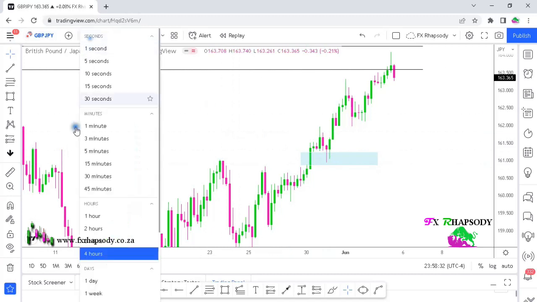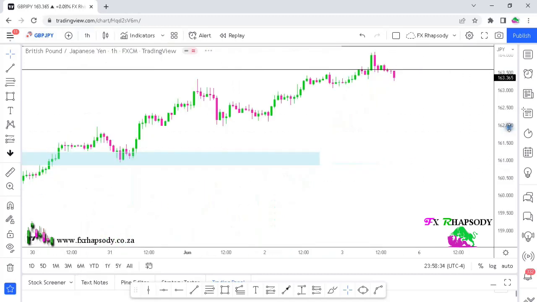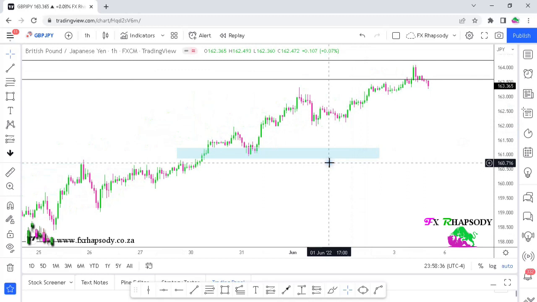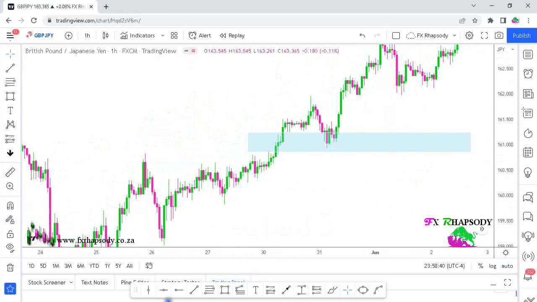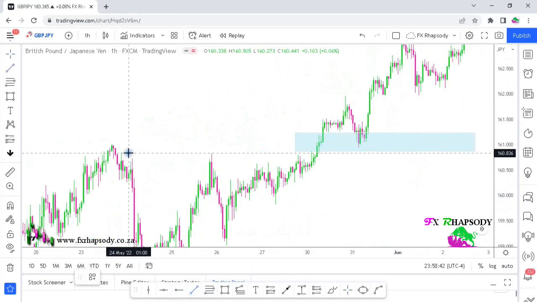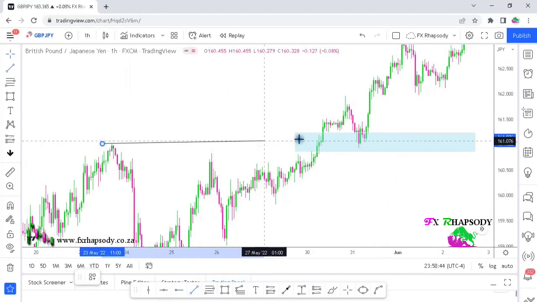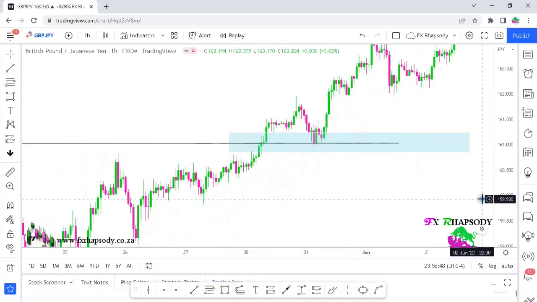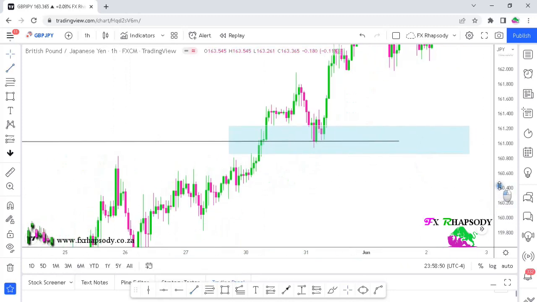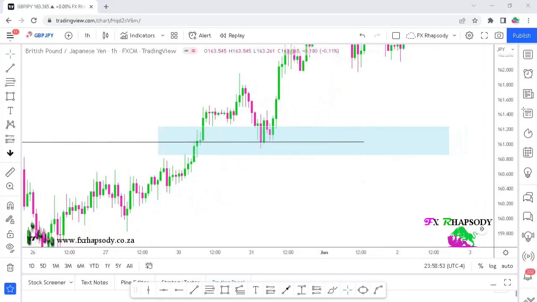Now if you had to drill down to your hourly time frame, okay, you don't see that so nicely. So we were looking at this, let's make it this area. Okay, so this is the area that was broken. Okay, just zooming in. Okay, so that's your area that market broke, right?